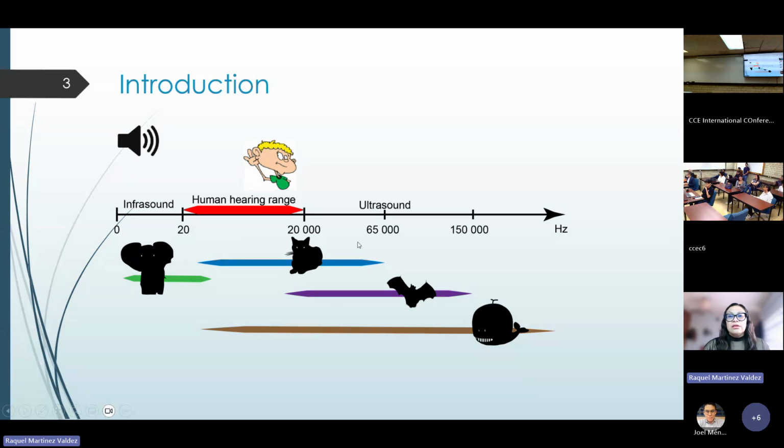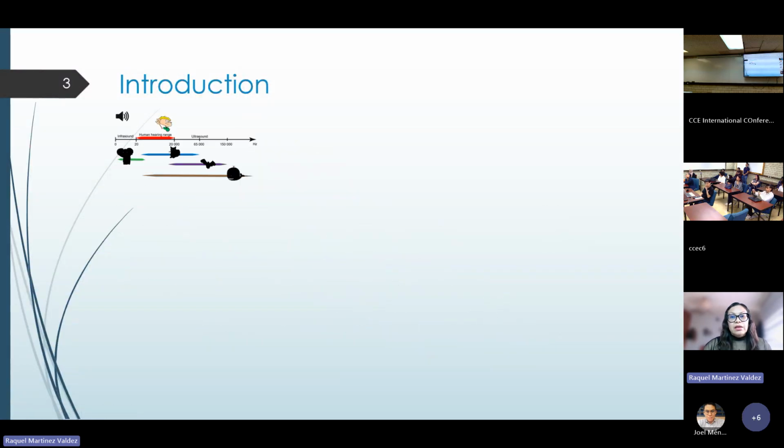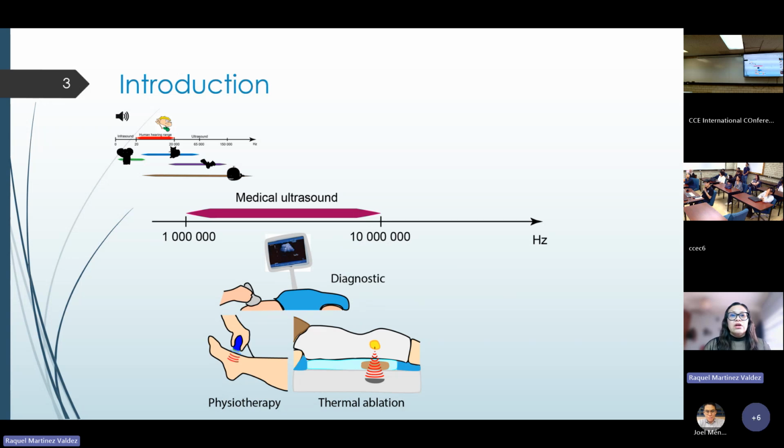Ultrasound are mechanical waves over the human hearing range that is 20 kilohertz. And typically, medical ultrasound applications are developed in the range from 1 megahertz to 10 megahertz for diagnosis, physiotherapy, and thermal ablation.